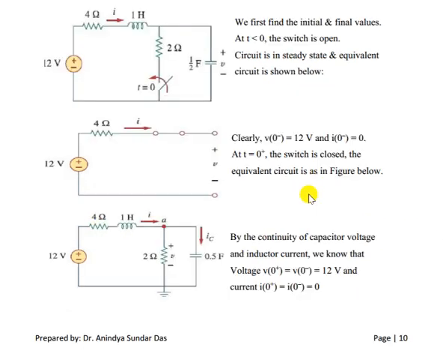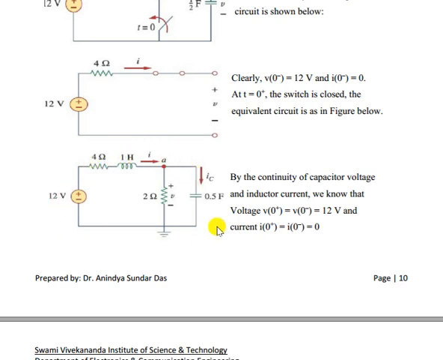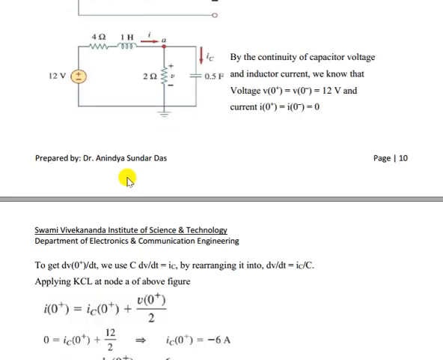So current is 0. Now when we switch on at t equal to 0 plus, the circuit looks like this, right? Now by continuity of capacitor voltage and inductor current, we can find that V0 plus equal to V0 minus equal to 12 volt, I0 plus equal to I0 minus equal to 0 amp. Now from this circuit, to get dV0 by dt, we can use C dV by dt equal to IC, that is dV by dt equal to IC by C.